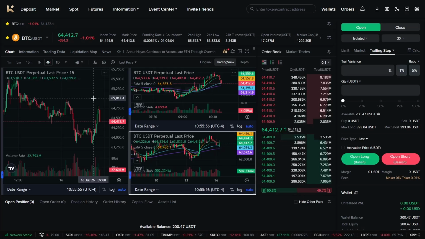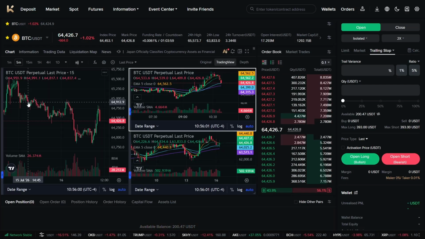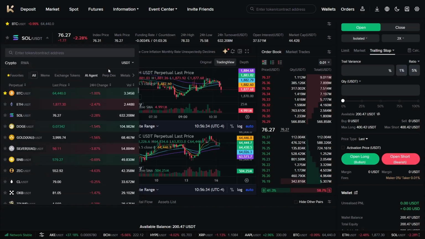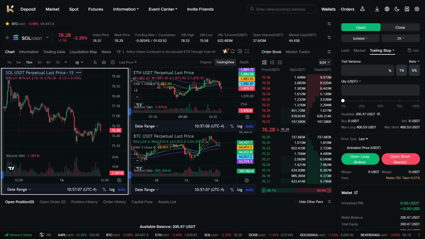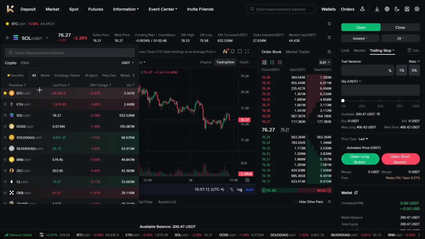Or we could use it to compare different tokens. So I could have BTC on this chart, ETH here, and let's say Sol on this chart. We're just going to keep our single chart on BTC for this tutorial.